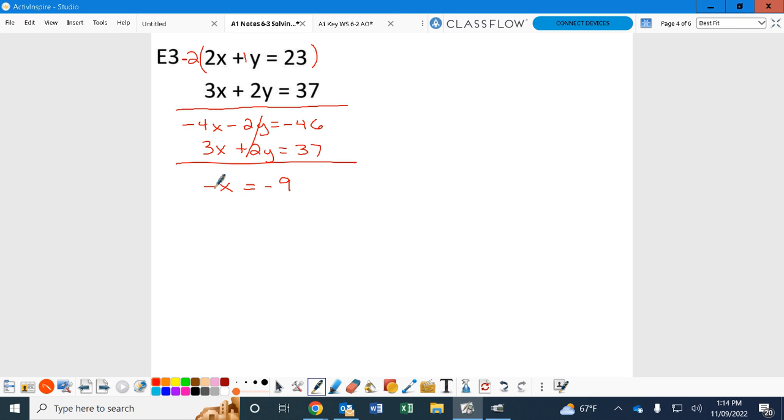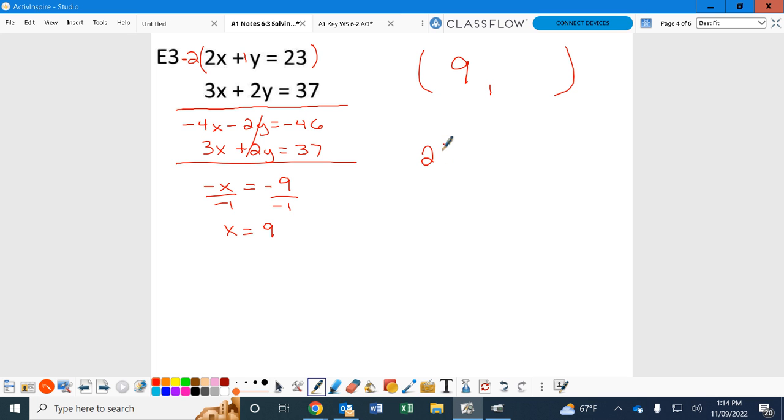Perfect. Okay. So we divide both sides by negative 1, and x equals 9. That's your x, so it goes in the x spot. Okay, we plug it back in. Guys, does it matter which one you plug it into? No, but the numbers in the first one are smaller, so I'm going to pick the first one. It doesn't matter. You get the same exact answer, but here we go.